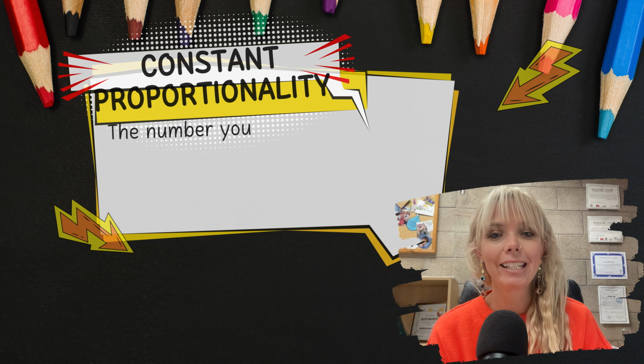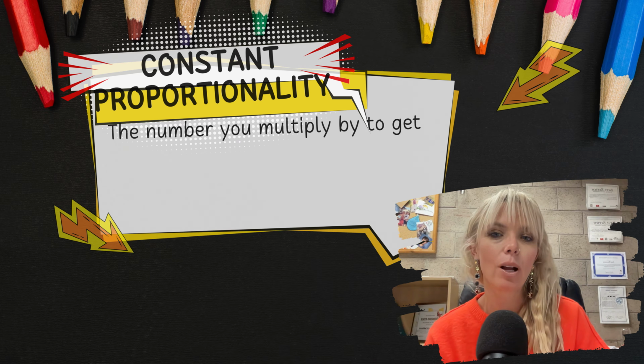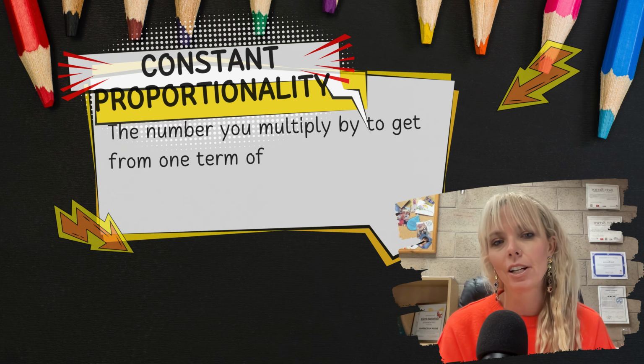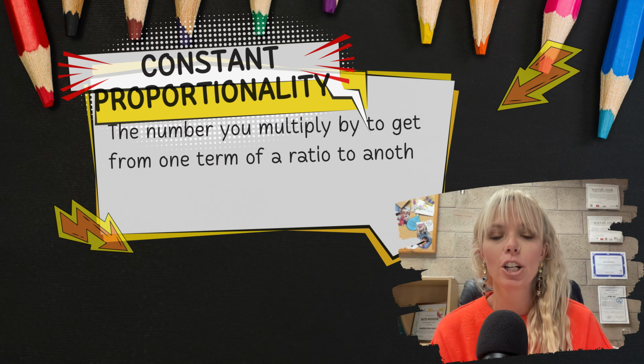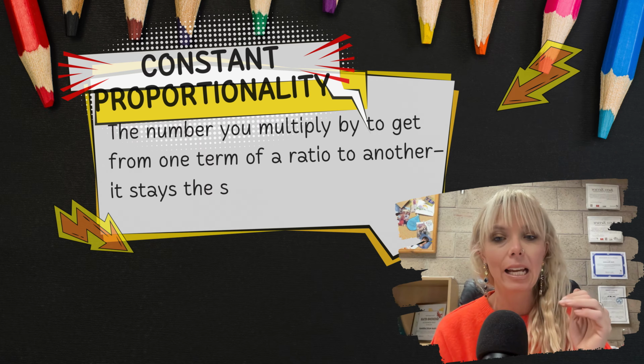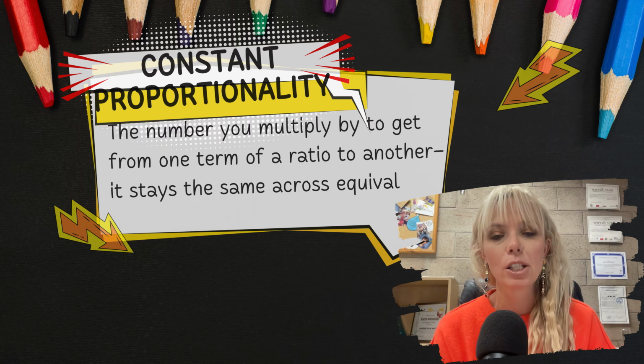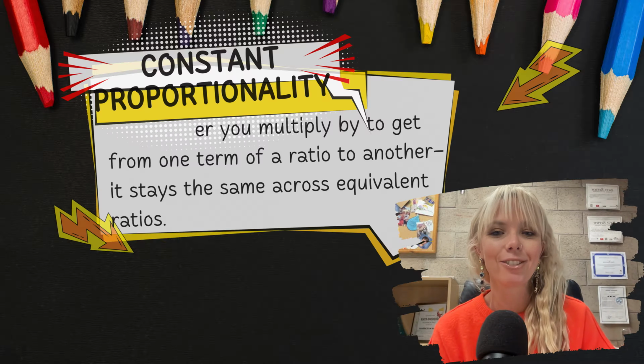Constant proportionality is the number you multiply to get from one term of a ratio to another. So it stays the same across equivalent ratios. Staying the same is why it's constant, and then it's proportional because they're equivalent ratios.